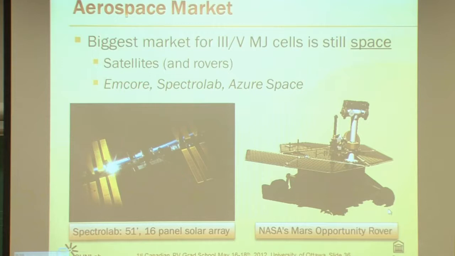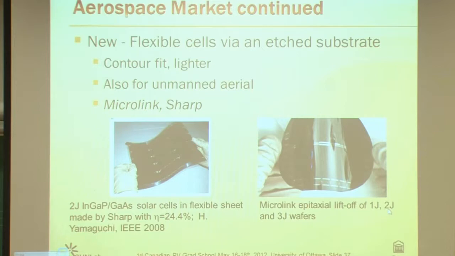There's some new developments in flexible cells by etching the substrate. That'll make a contour fit, and it's lighter. So those will have applications in unmanned aerial, for example, other aerospace applications. MicroLink and Sharp are two companies playing in that space.